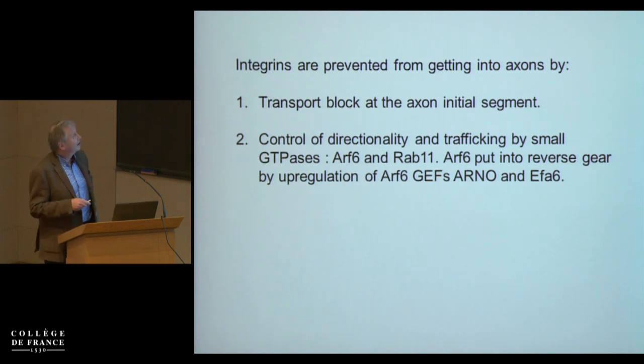So we believe that we have to be able to get integrins, tracks, other molecules into axons in order for them to regenerate, in order to make the axon a signaling zone rather than a signaling dead zone. We think there's a transport block at the axon initial segment, and there's a transport block because of control of the directionality of trafficking by the two small GTPases, ARF6 and RAB11.